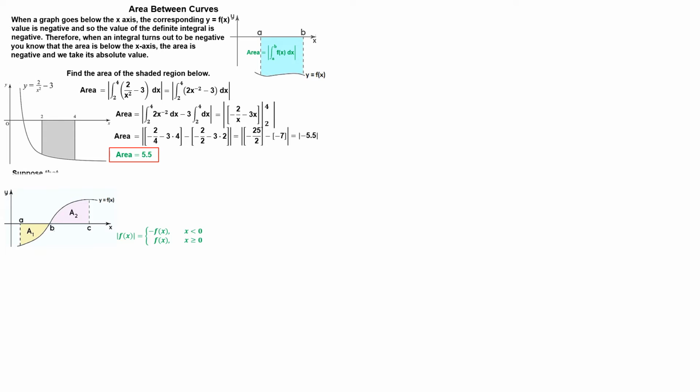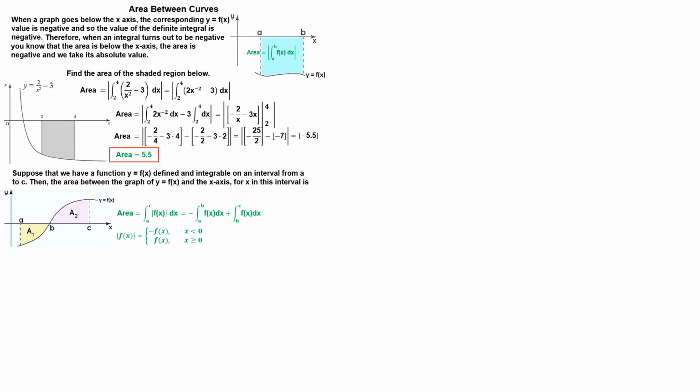Suppose that we have a function y defined and integrable on an interval from a to c. Then the area between the graph of y and the x-axis for x in this interval is. We split the integral up into two parts, and the area becomes. Let us solve one example to make the theory clearer.